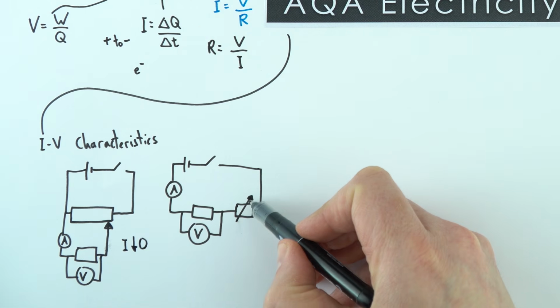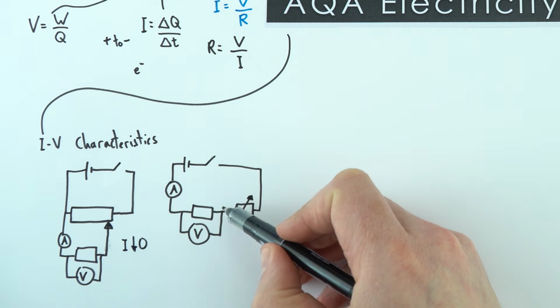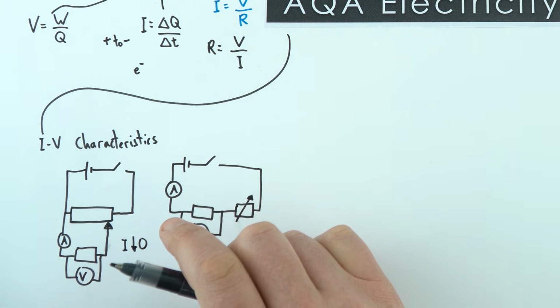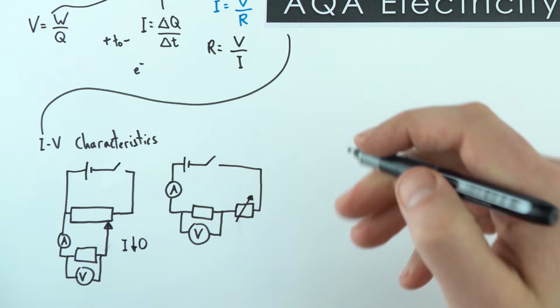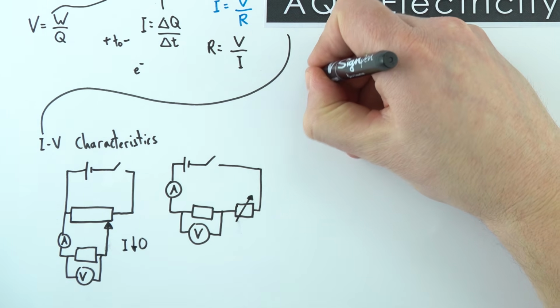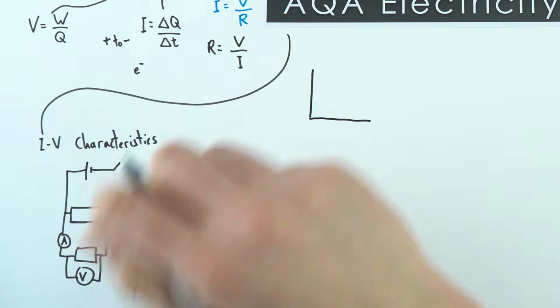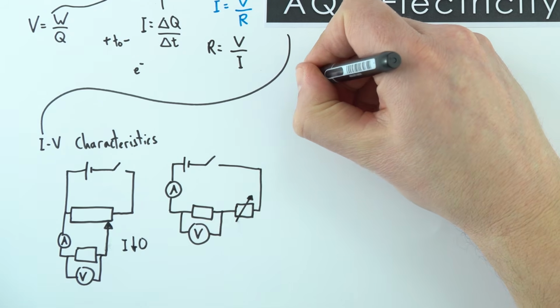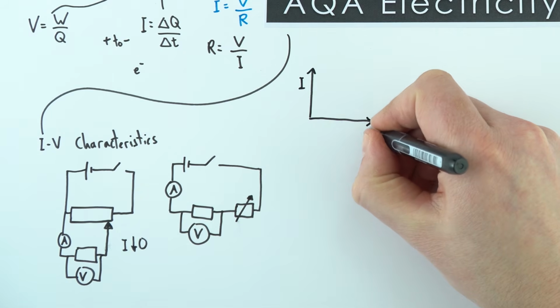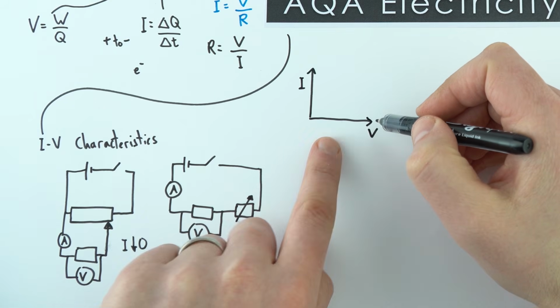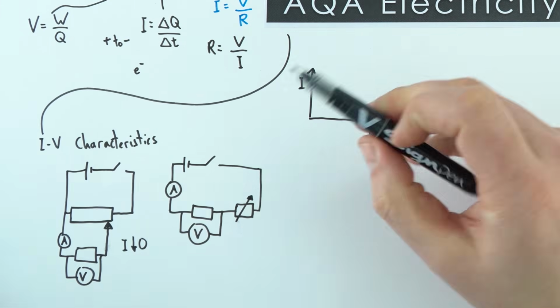With this one over here, even if you set that to zero, there'd still be some current flowing. So this one is a better way to get a full set of readings. But what readings are we talking about? Well, what we do is we maybe take some readings, and we might look at how the current I and the potential difference are linked. And this is why we call it the IV characteristics.